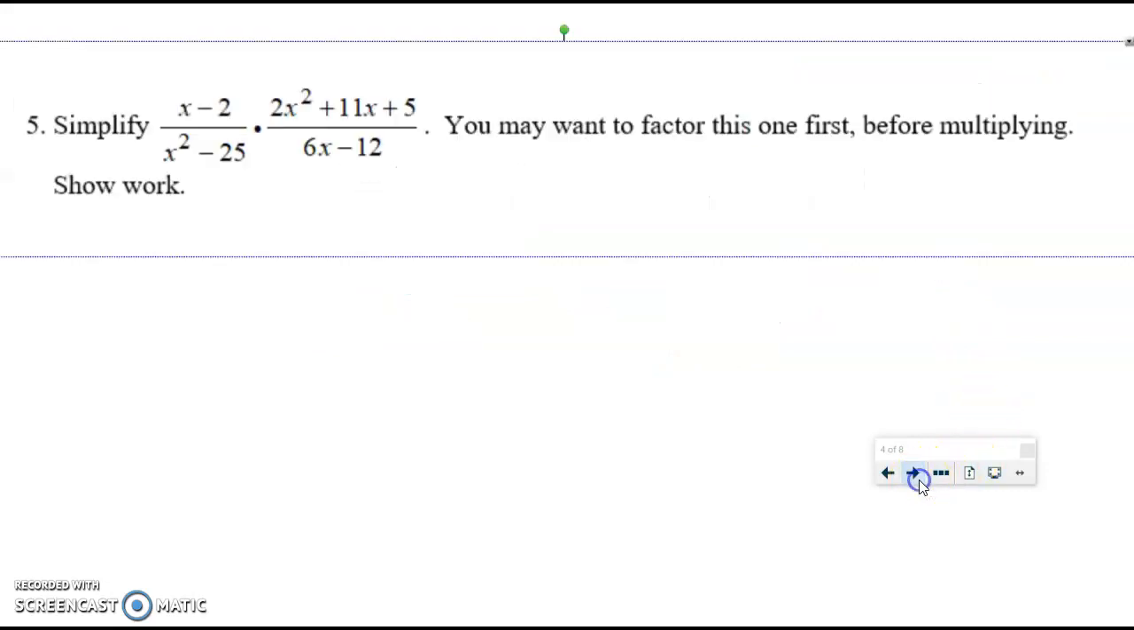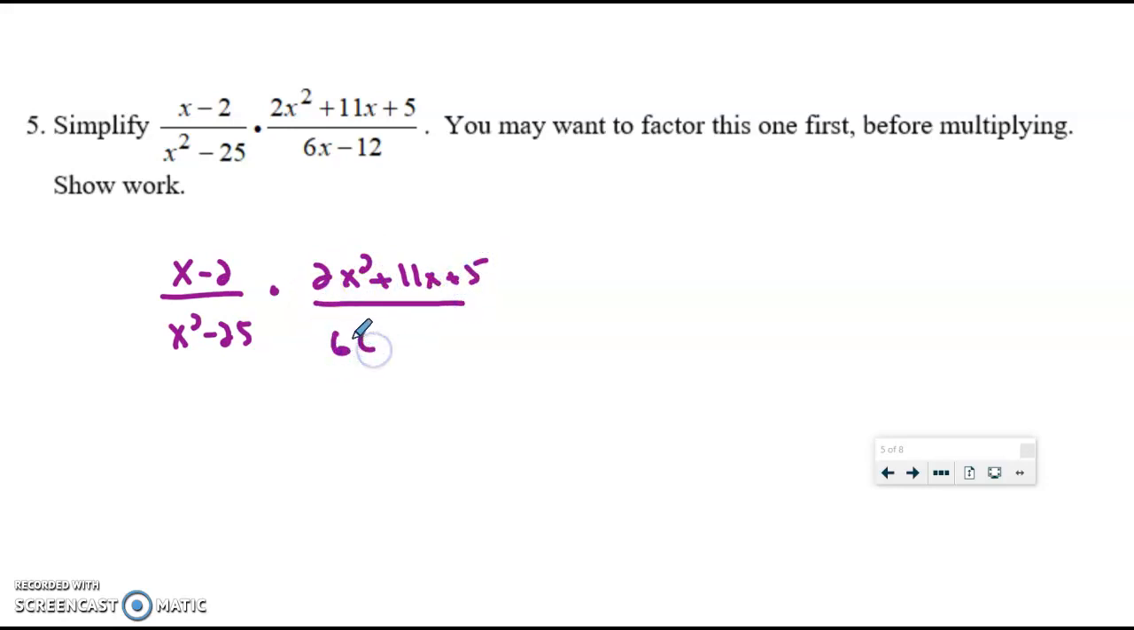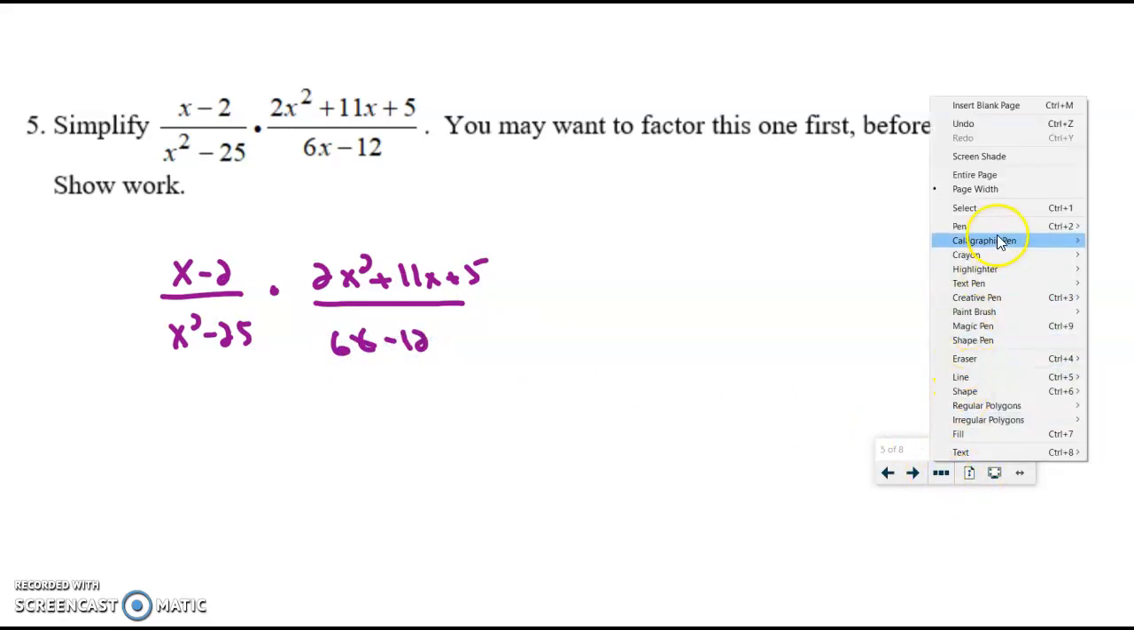Let's look at one more that deals with multiplication. So I got x minus 2, and then I got x squared minus 25. That's being multiplied by 2x squared plus 11x plus 5 over 6x minus 12. It's a bad looking expression, but here's the reason why.